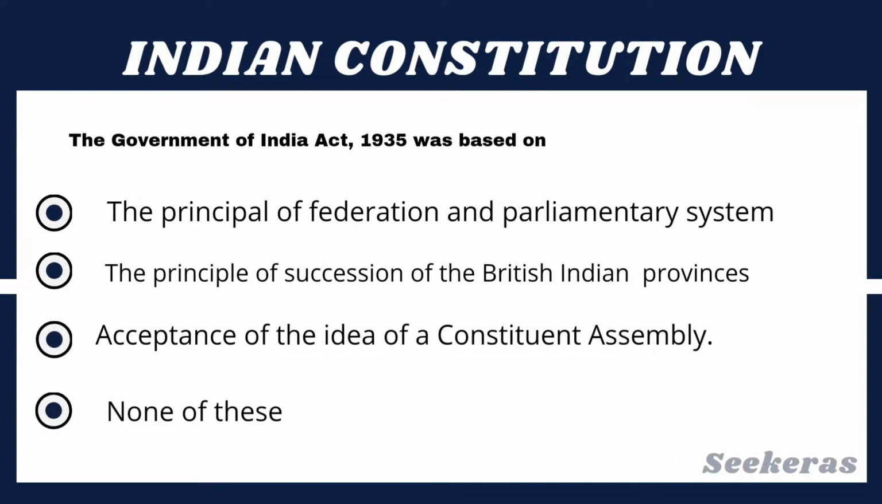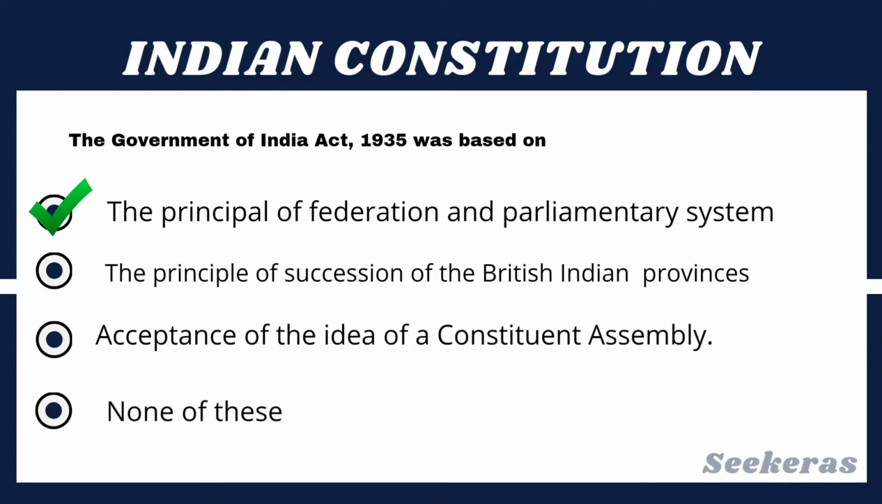Question number 2. The Government of India Act 1935 was based on Option A. The principle of federation and parliamentary system. Option B. The principle of secession of the British Indian provinces. Option C. Acceptance of the idea of a constituent assembly. Or Option D. None of these. The answer is Option A, the principle of federation and parliamentary system.